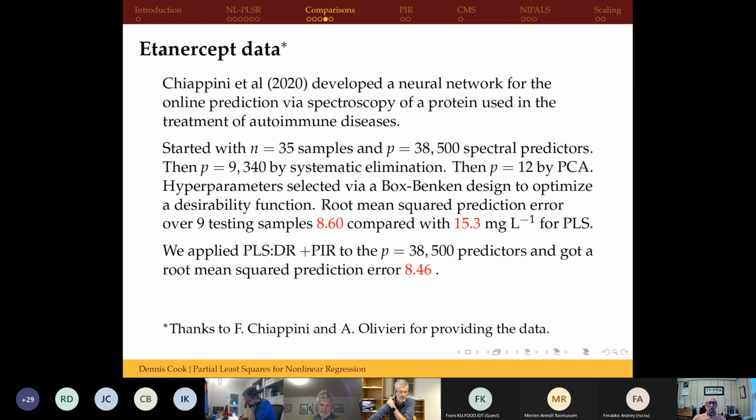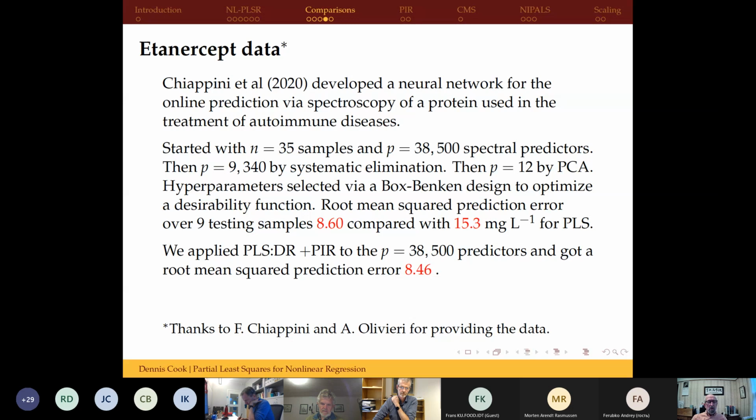Well, one of the things that concerned me was that a lot of user injection is needed here. You have to determine how you're going to select the spectral predictors. You have to determine the number of principal components, and there are a lot of other little things that they did to make things work well. We wanted to see what would happen if you didn't do any of that.